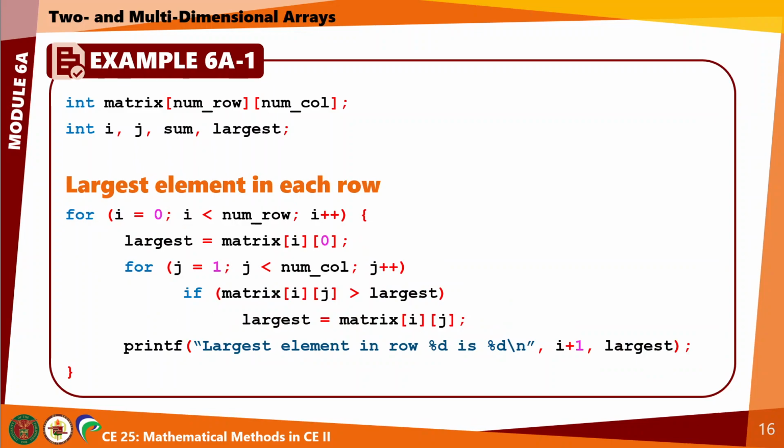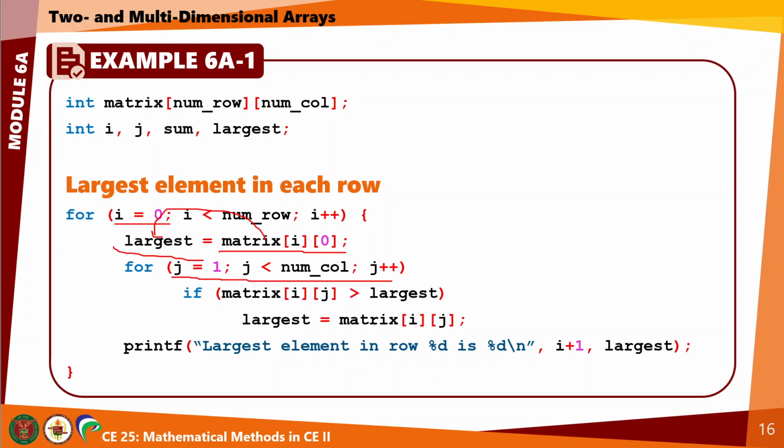And for the largest element in each row, same lang naman. Okay, instead of a sum variable, meron naman tayo dito largest variable in which we initially put yung value ng first element ng ating row. Okay, inassign yung matrix i0 or yung kapag first row, first element na i-assign niya kay largest. Okay, so that's our first guess.